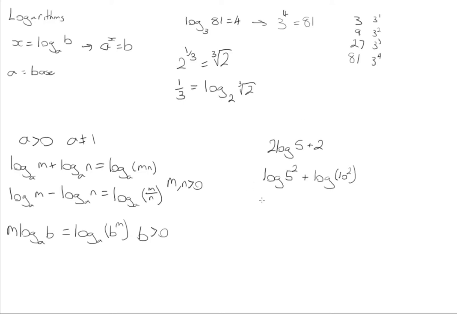So, we're going to have the log of 25 plus 10 to the power of 2 is 100, so the log of 100. We're using our first rule here, so 25 times 100 is just going to give us the log of 2,500. And that's our answer.